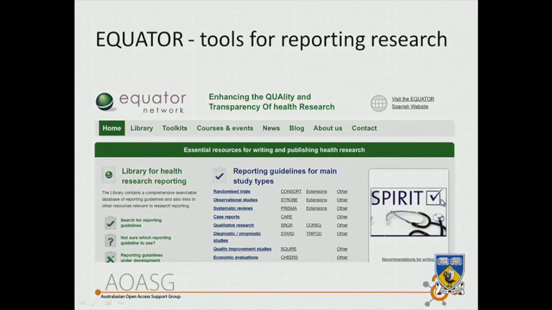I'm running slightly out of time, but I do want to just quickly mention EQUATOR, which is also a great way of understanding a little bit more about how articles are reported. It came out of the Clinical Trials Initiative, CONSORT, which you may be familiar with, and has now grown into a place with many different examples of good reporting, and I think has been very useful for academics. It's also useful if you're looking at a journal and want to understand whether or not they conform to quality guidelines. It does give you a good suggestion that these ones are reputable.